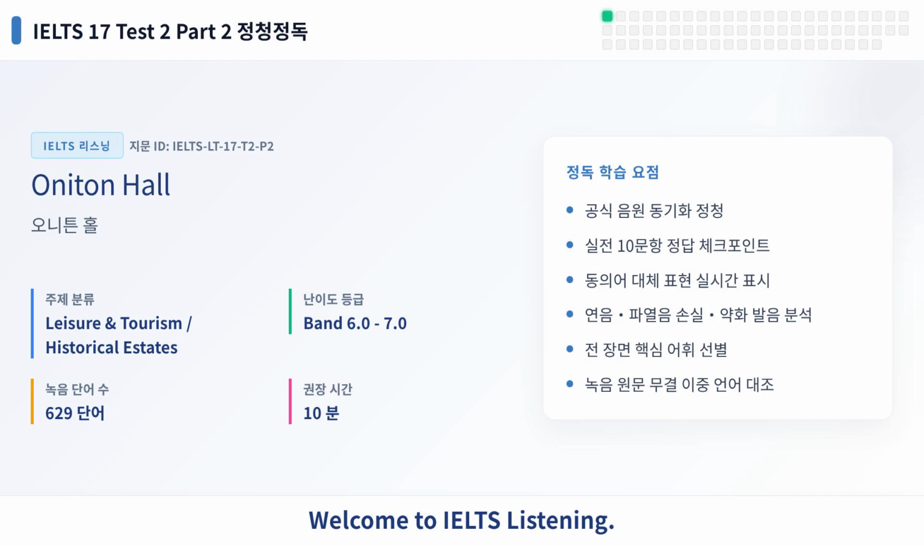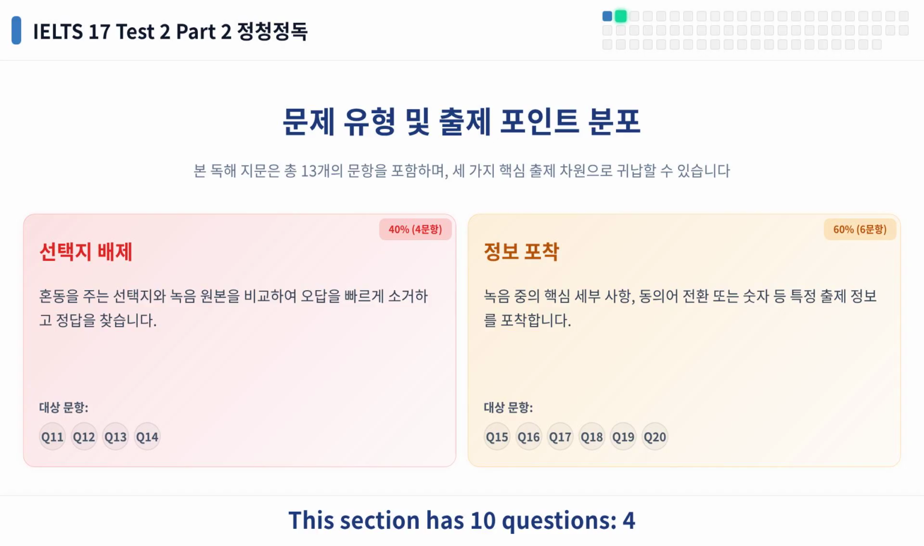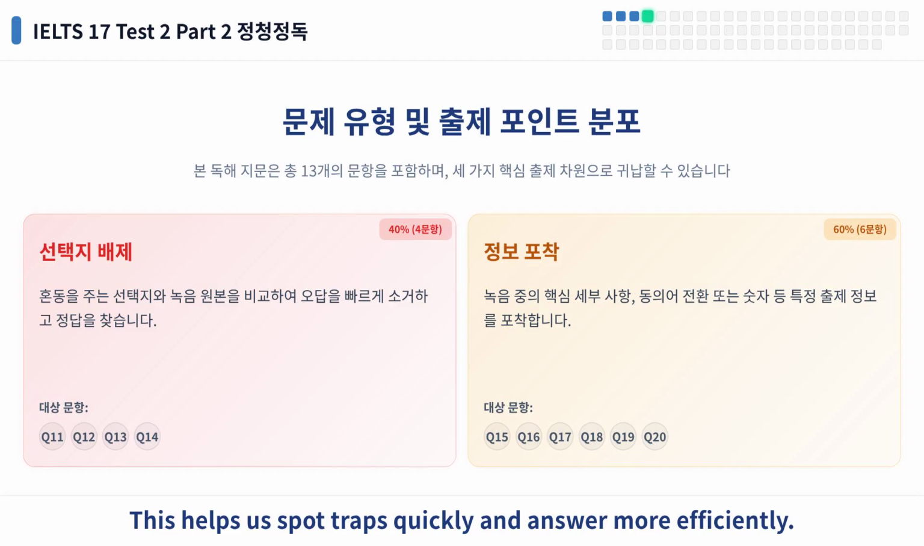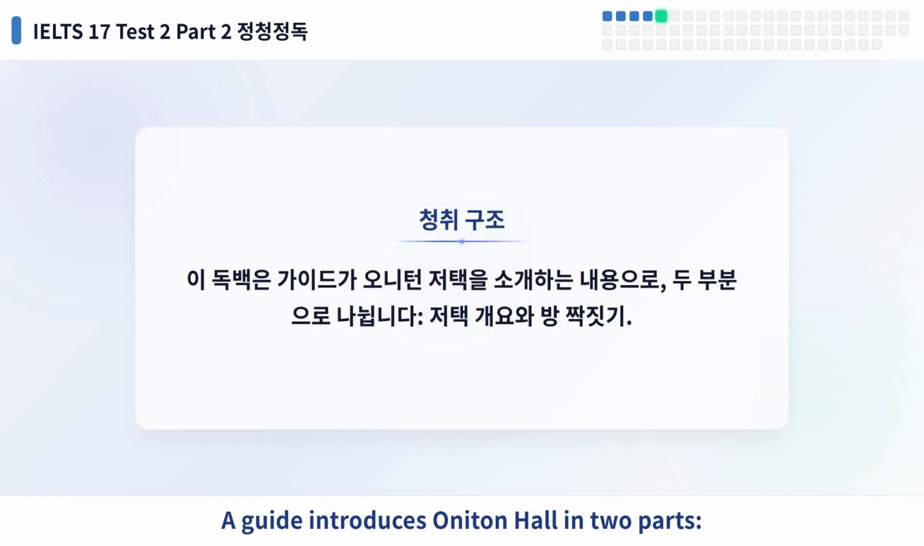Welcome to IELTS Listening. Today we study IELTS 17 Test 2 Part 2, Oniton Hall. This section has 10 questions, 4 multiple choice and 6 matching questions. These questions use 2 core skills, elimination and information capture. This helps us spot traps quickly and answer more efficiently.